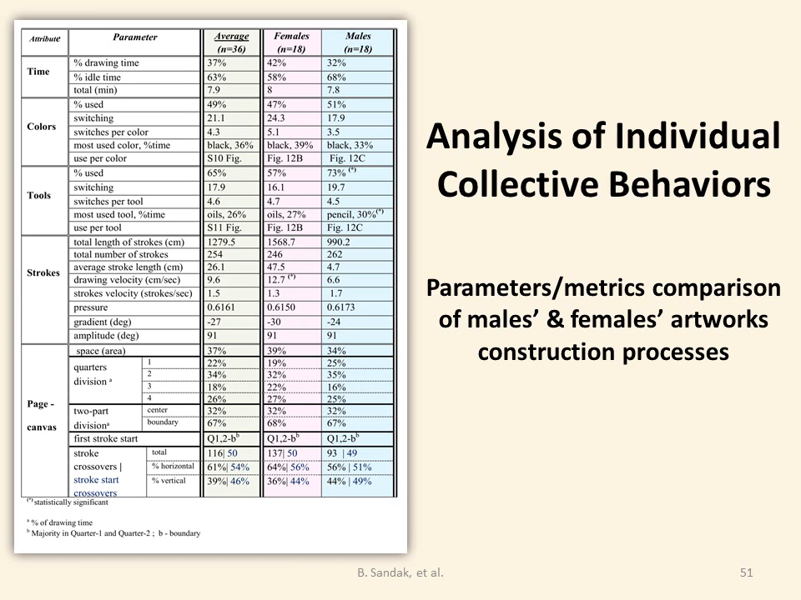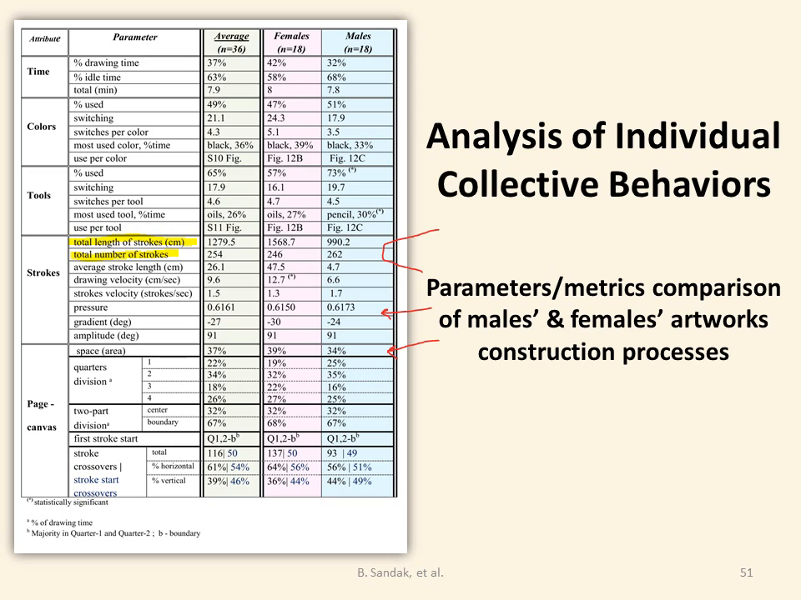Additional gender differences can be found in the table presented here. Although females used fewer colors than males, 47% versus 51%, respectively, they switched between them more often than the males, 5.1 switches per color for females and 3.5 for males. Females drew around 1,569 centimeters in total length of strokes, in comparison to the males' 990 centimeters, and using fewer strokes, 246 versus 262, respectively.